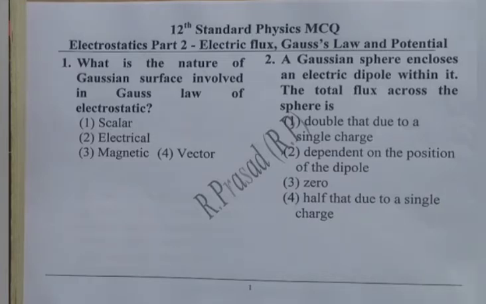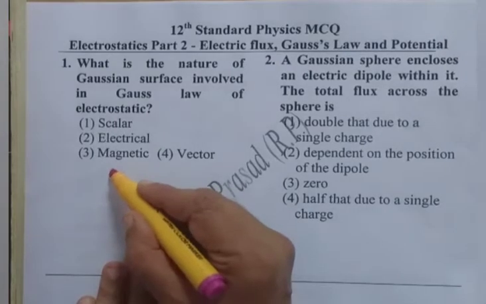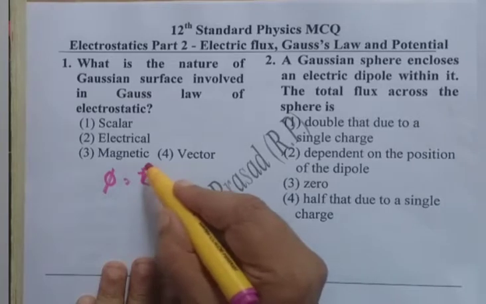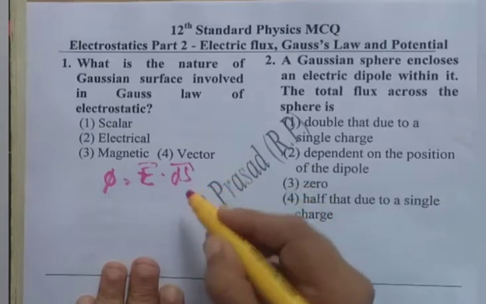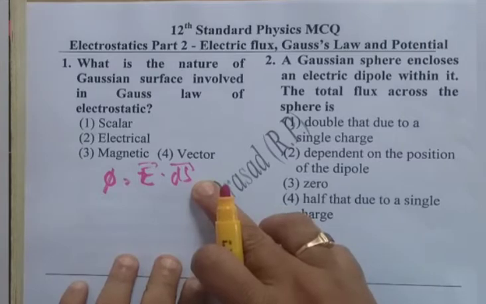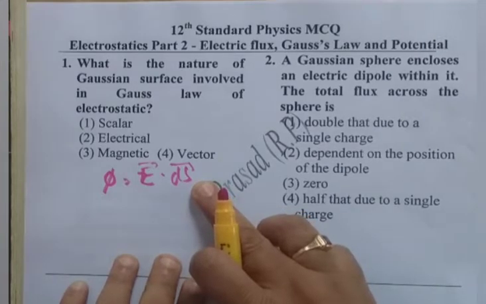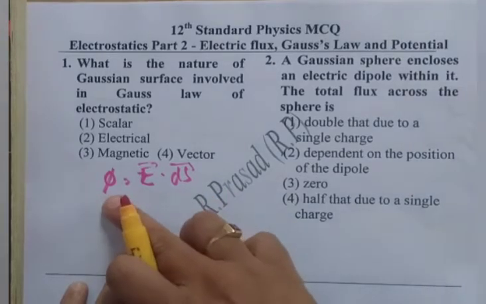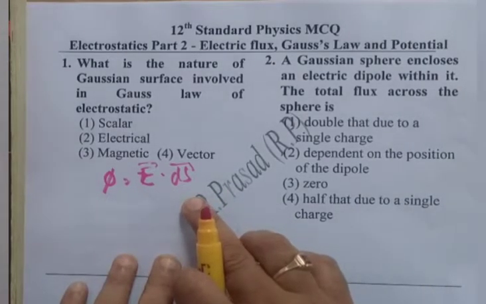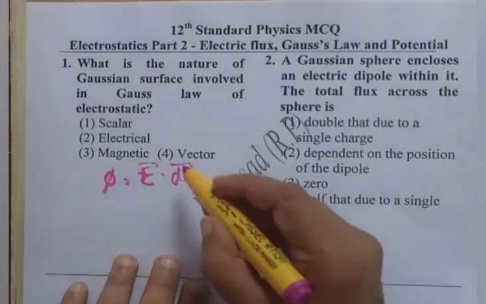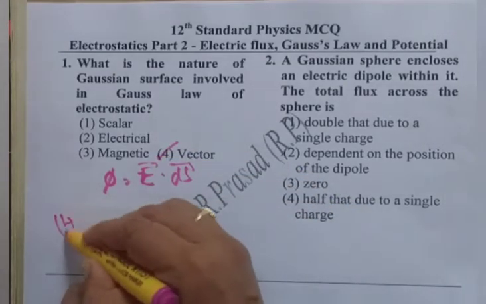In fact, we know flux is a scalar and flux is calculated by the formula E dot dS. Here dS is the area vector for the Gaussian surface or the small surface, which amounts to the total Gaussian surface when you take the sum over the Gaussian surface. Therefore, here flux is a scalar, but we take the area vector in calculating the flux. Therefore, the Gaussian surface involved is a vector surface. The fourth option is correct.